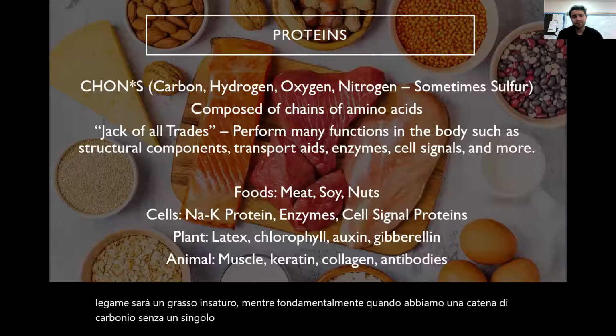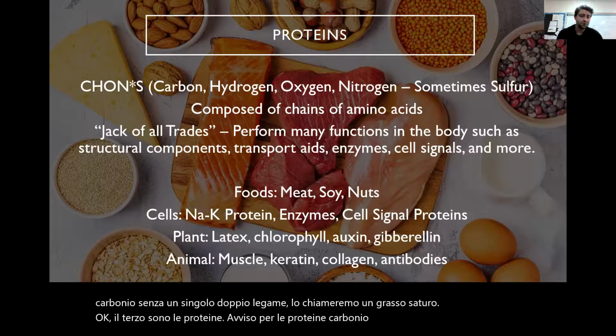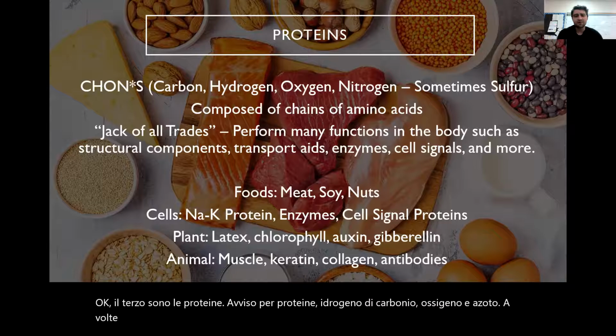Okay, the third one is proteins. Notice for proteins: carbon, hydrogen, oxygen, and nitrogen, sometimes sulfur. There's no phosphorus. It's composed of chains of amino acids. Proteins, I like to consider them the jack of all trades. They perform many functions in the body.